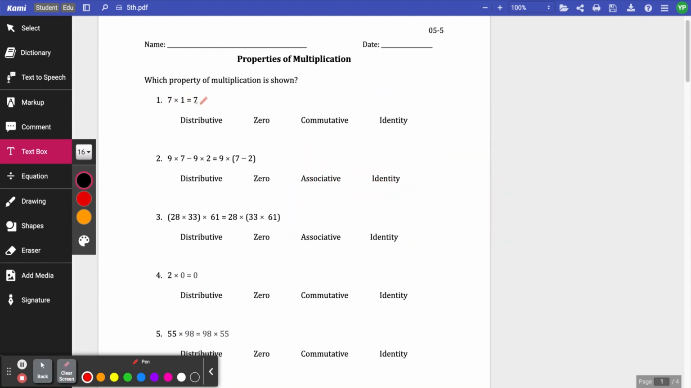So let's look at number 1. 7 times 1 equals 7. Anything multiplied by 1 is itself, so it's going to be identity for number 1. Number 2 is saying 9 times 7 minus 9 times 2 equals 9 times 7 minus 2. So you're distributing the 9. It's going to be 9 times 7 minus 9 times 2. So it's distributive, since you're moving the 9 to both sides.